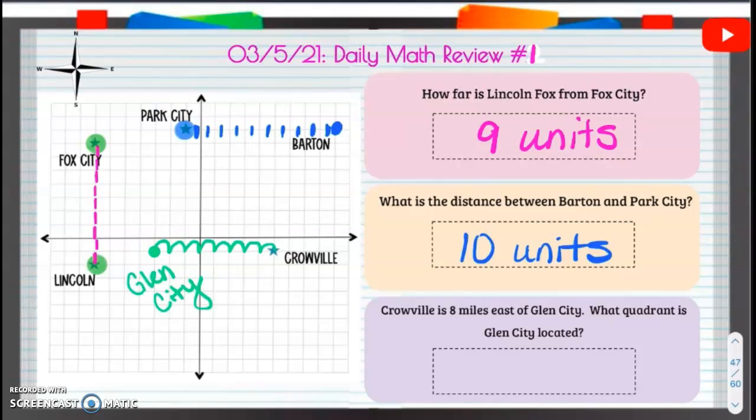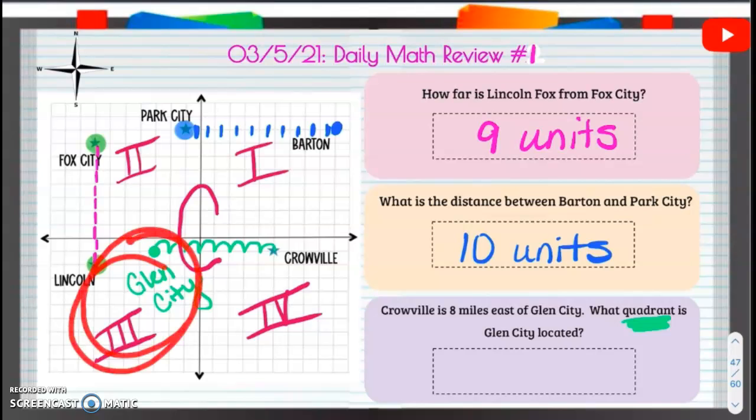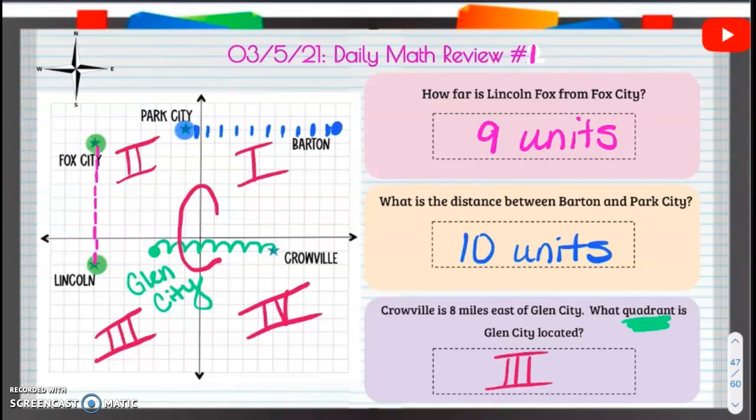Now it says, what quadrant is Glen City located? Remember, quadrant or coordinate plane starts with a C. Here's quadrant 1, quadrant 2, 3, and 4. So what quadrant is it in? It is in quadrant 3. So all we're going to do is put III, or you could put 3. It is in quadrant 3. Great job! That's going to be it for our DMR 1.